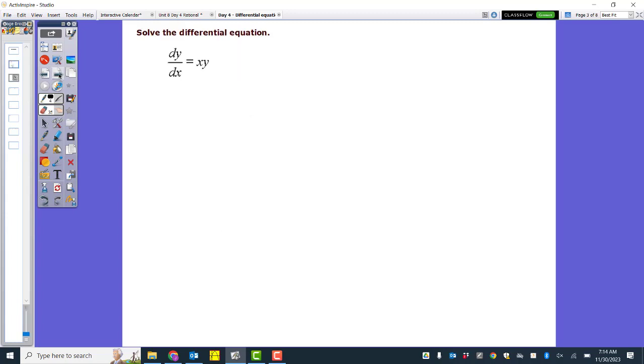Okay? For this one, similar thing. We're going to hit the dx with the x, the y with the dy. So 1 over y dy equals x dx. We're going to do the integral. So we have natural log absolute value of y equals x squared over 2 plus c.